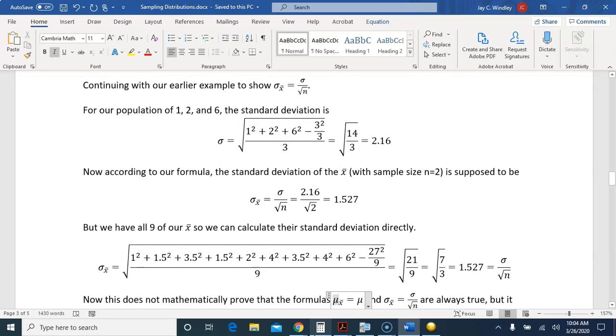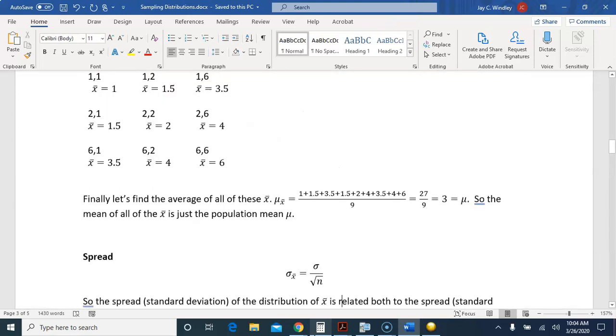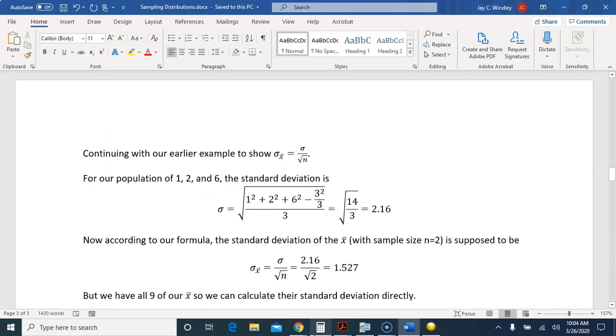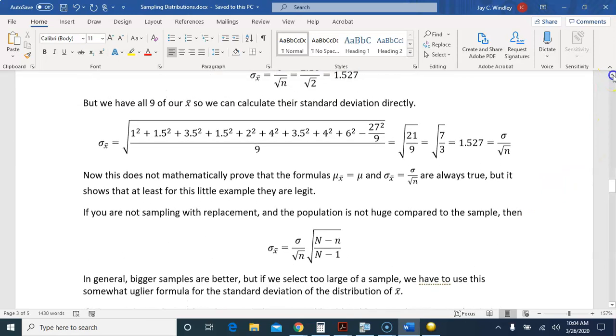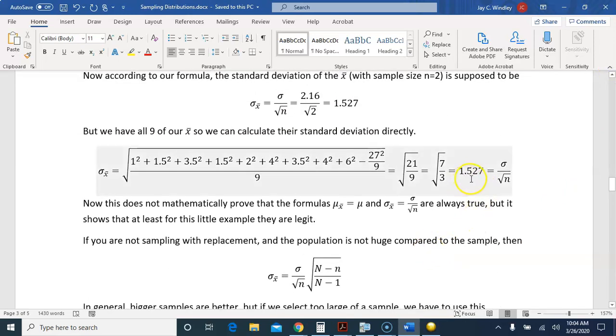But we have a list up here somewhere. We have a list of all the possible x bars. So we can actually just figure out the standard deviation of those x bars. And when we find out the standard deviation of those x bars, sure enough, it turns out to be 1.527, which is exactly what it should be according to the formula. So this just proves that the formula works in this one particular case. If we were all stat majors, then we would go through all the mathiness of proving that this formula always holds.